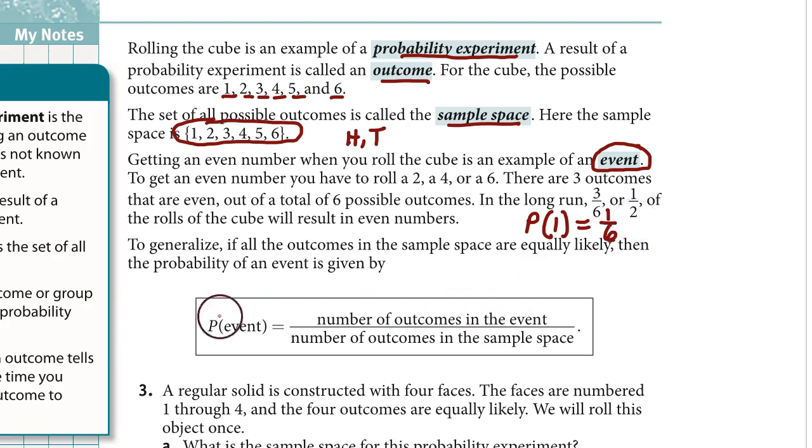Here at the bottom of the screen is the mathematical definition of probability. To find the probability of any event, you make a fraction. The top of the fraction is the number of outcomes in the event, and the denominator of the fraction is the total number of outcomes possible.